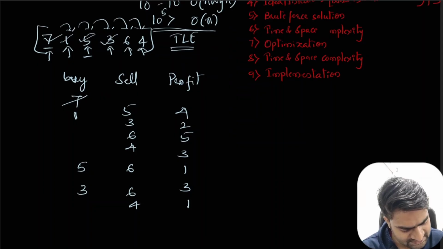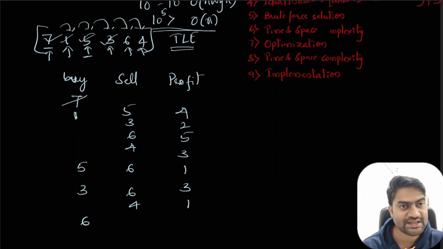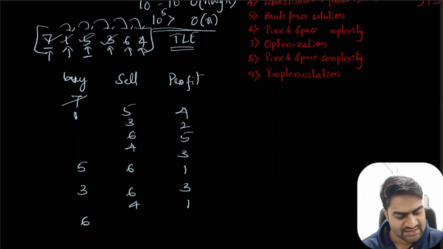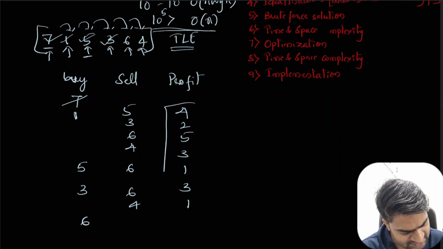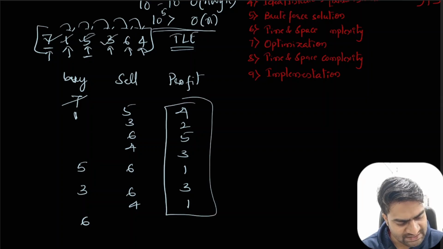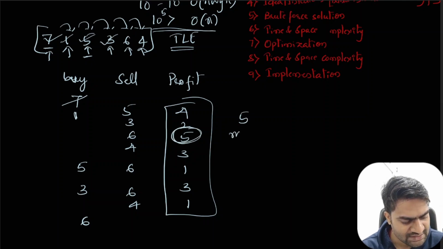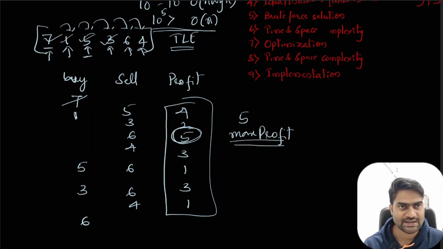Now let us take 6. If I take 6, then I cannot really sell it for 4 because I will be in loss. So I will stop here. I cannot really buy with 4 value because that's the last value available in the array. So if that is the case, I cannot really sell after that. Out of these values, which is maximum, this is maximum. So this is my max profit.